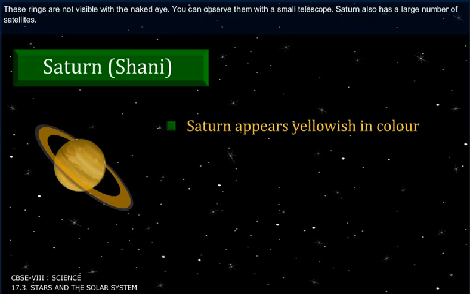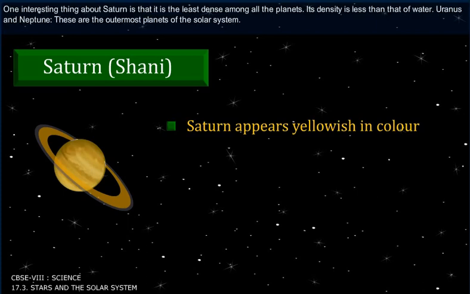These rings are not visible with the naked eye. You can observe them with a small telescope. Saturn also has a large number of satellites. One interesting thing about Saturn is that it is the least dense among all the planets. Its density is less than that of water.